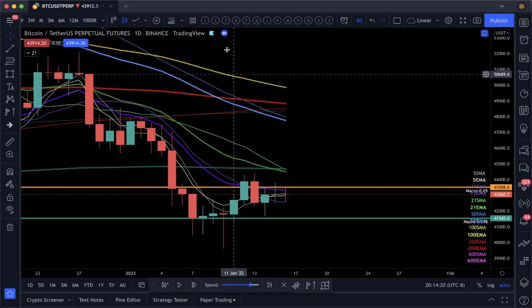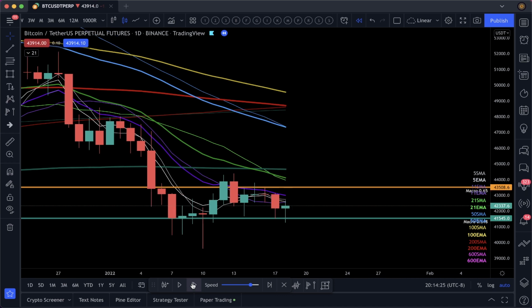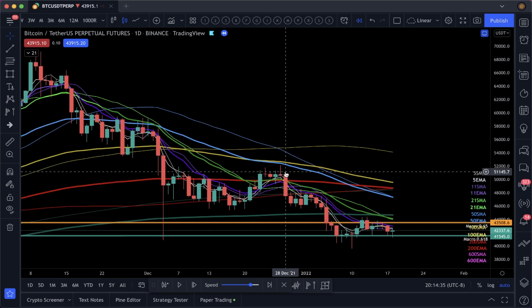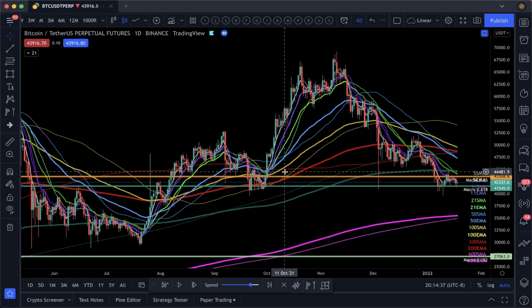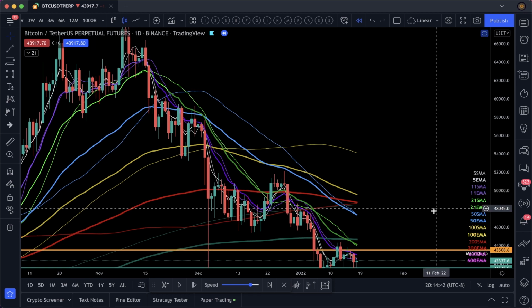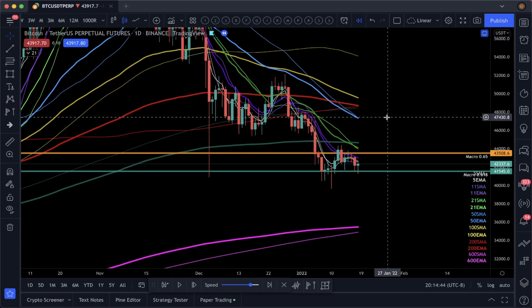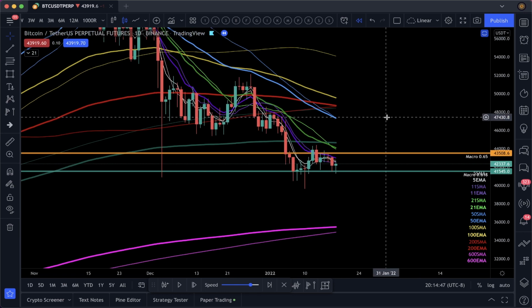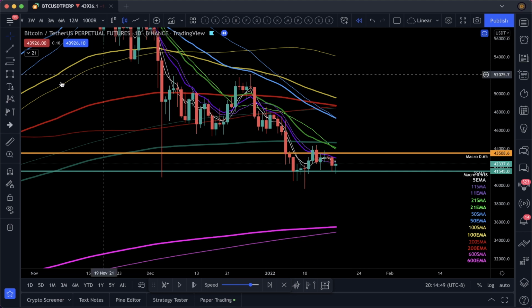So keep going here. I kept telling you guys back when we were in this area that Bitcoin needed to hold this macro fib right here if it didn't want to see some more downside, 30,000s. So I'll just keep going here.